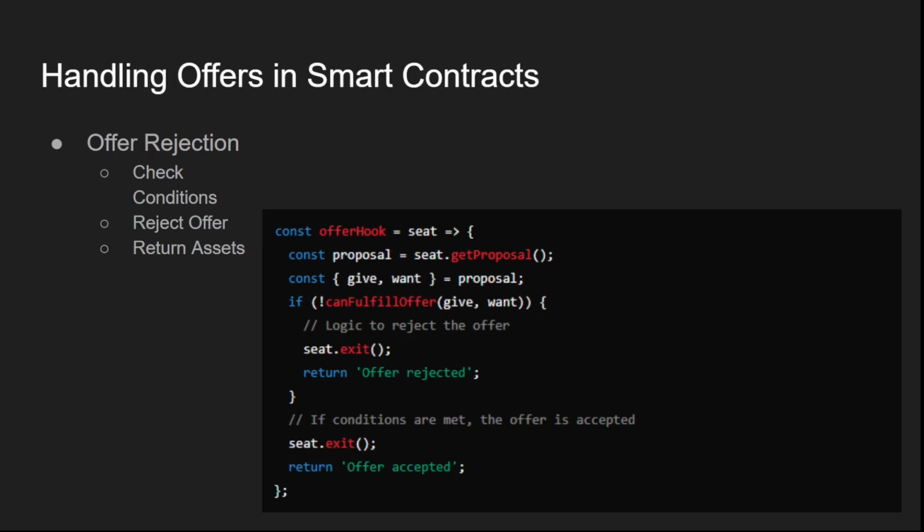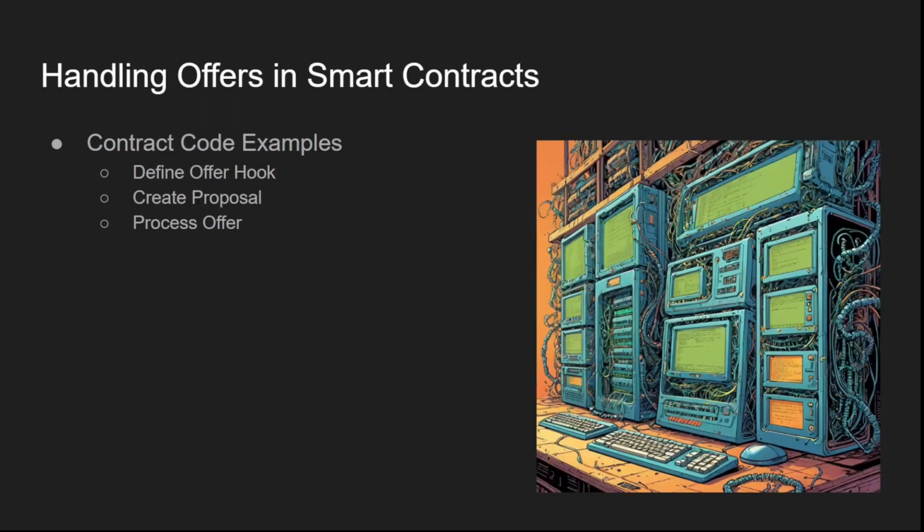Begin by checking conditions. Evaluate whether the offer meets the required conditions. If it does not, reject the offer. The offer is rejected by exiting the seat without performing any transactions. And finally, return assets. Ensure that any assets involved in the rejected offer are returned to the user.